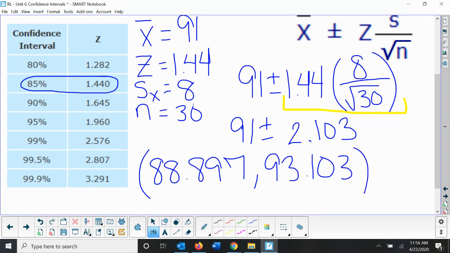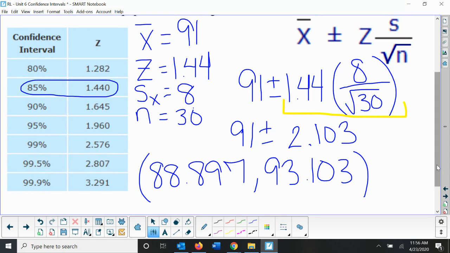93.103. So I am 85% confident that the average diameter of all oranges is between 88.897 and 93.103 millimeters. And that is how we would calculate our confidence interval given a mean and standard deviation.